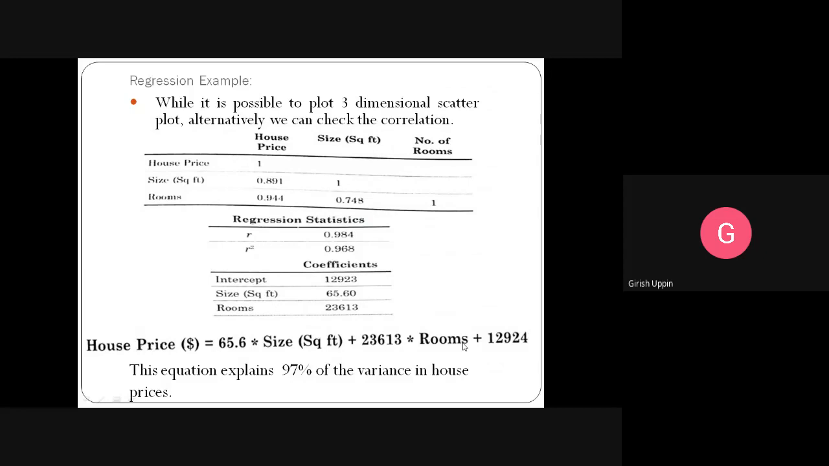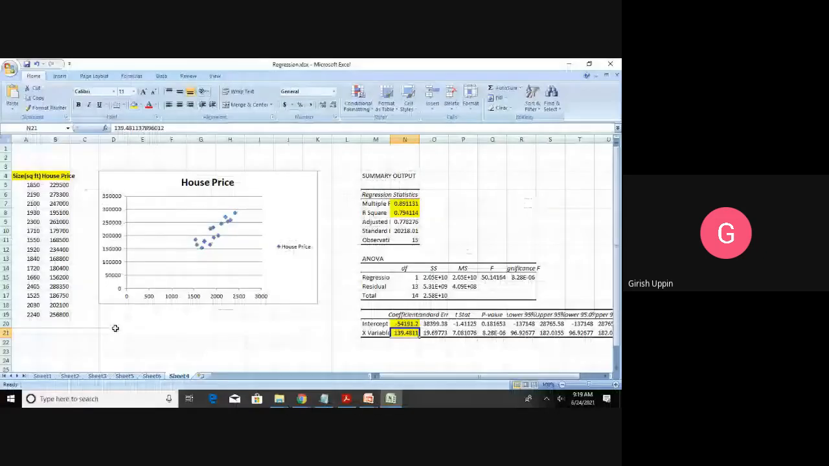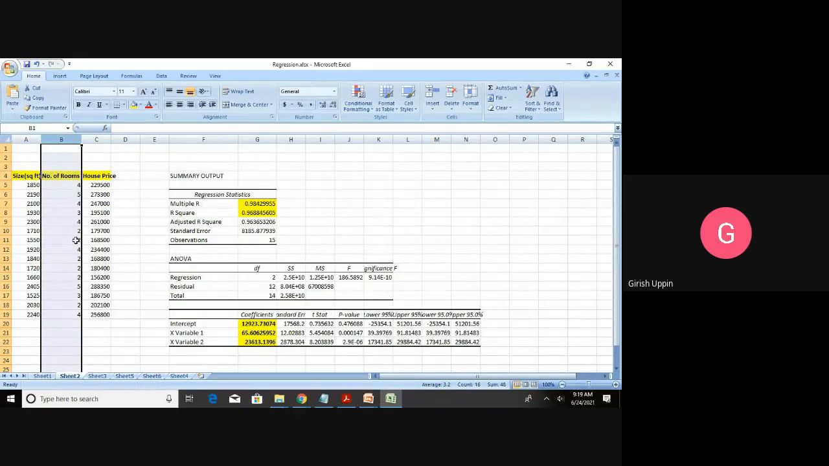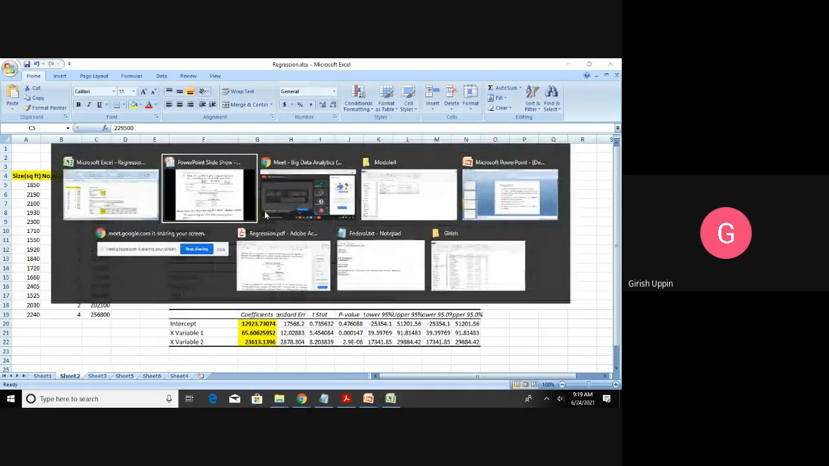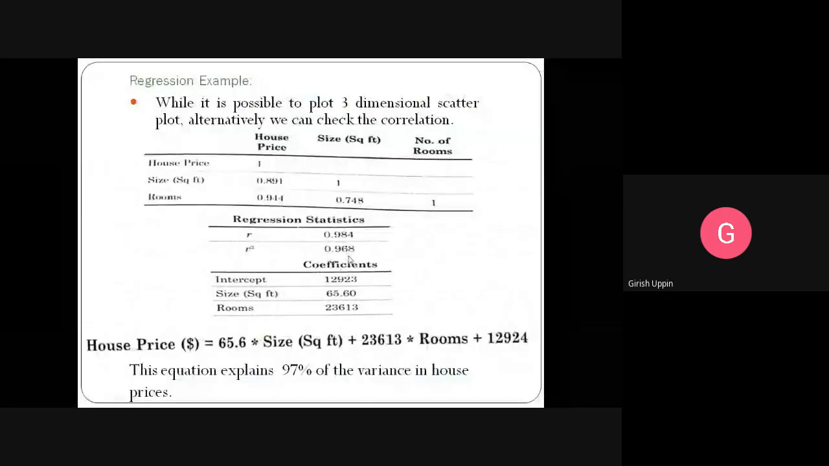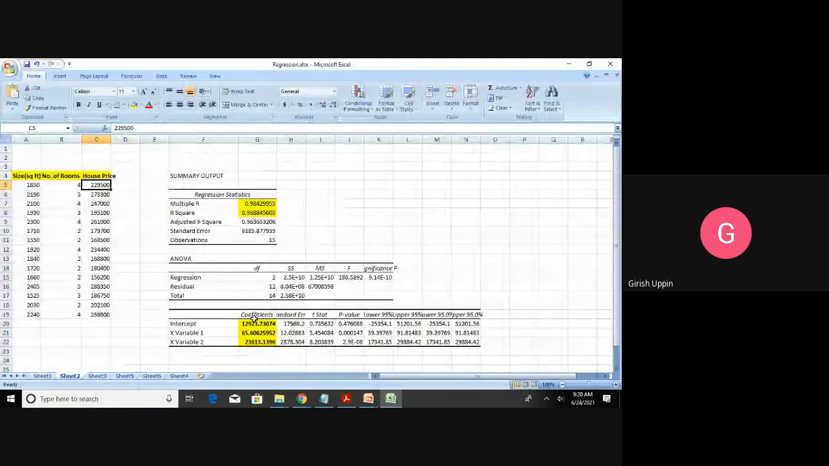If I show it from our Excel sheet, same data, I copied these two, and one more element, that is the number of rooms. Now I have two predictor variables, and then I perform the analysis. When I do the analysis, this is the summary of the regression. The R value comes as 0.984, which is the same as here, and R square is 0.9688, which is exactly the same as this one. And these are the coefficients that we get.